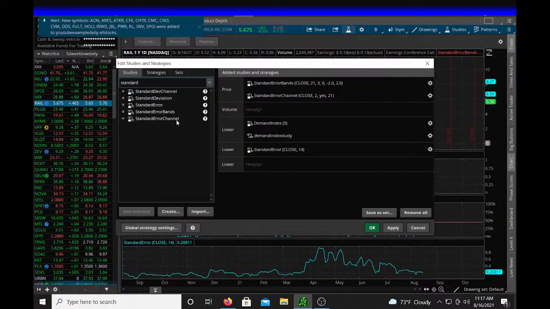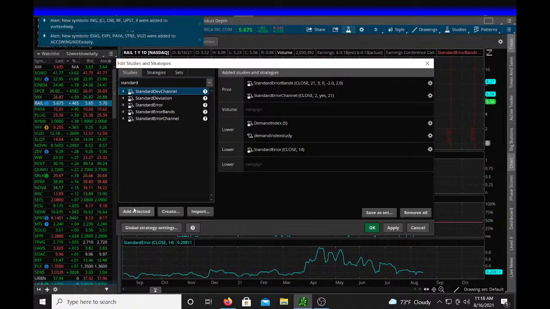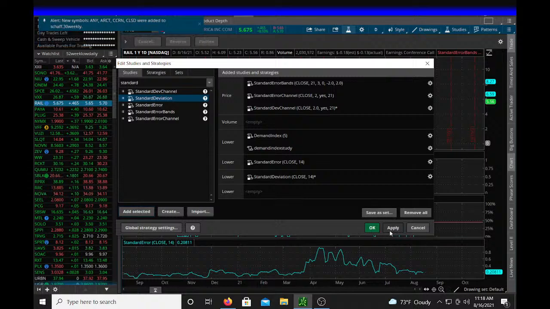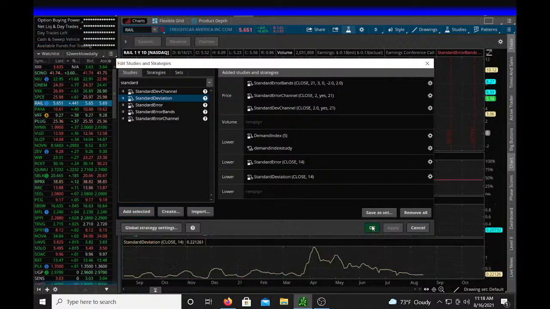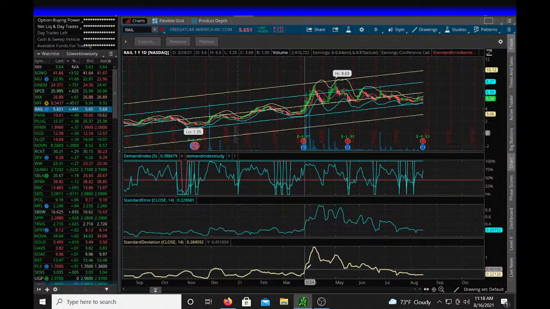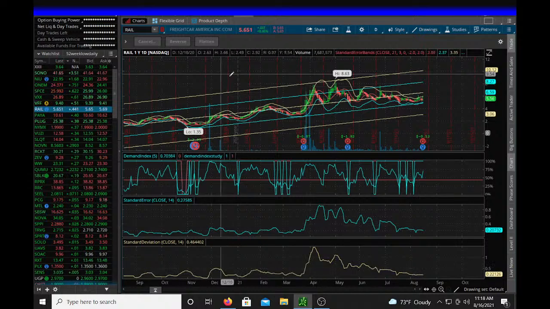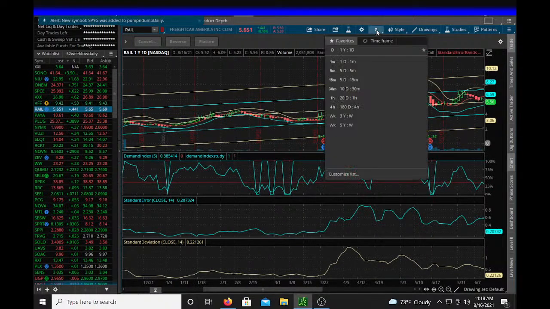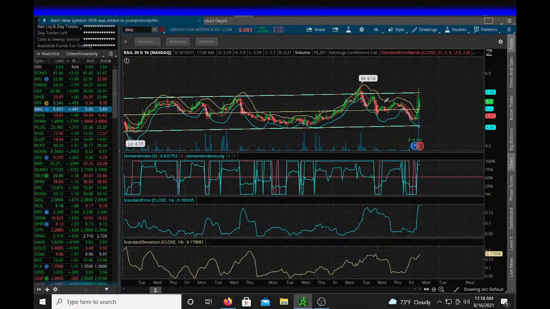Standard. And looks like you've got your standard deviation channel and standard deviation. So there are many standard indicators here. Okay. Looks like our standard error and our standard deviation can be used somewhat together.